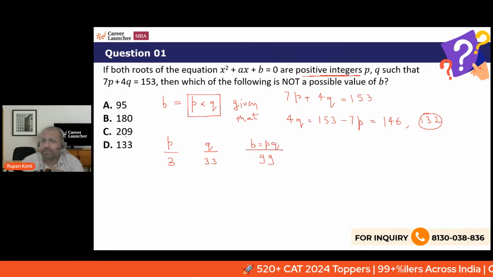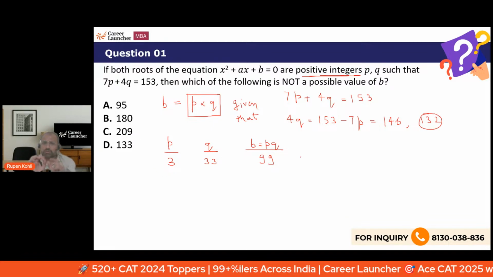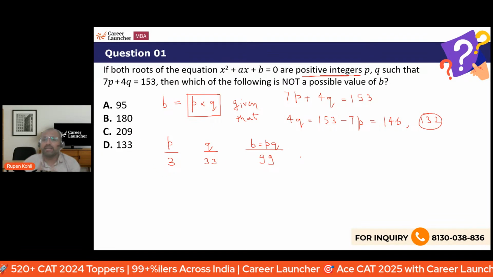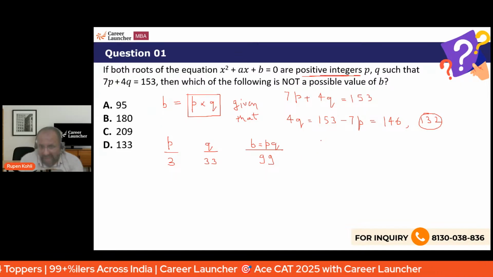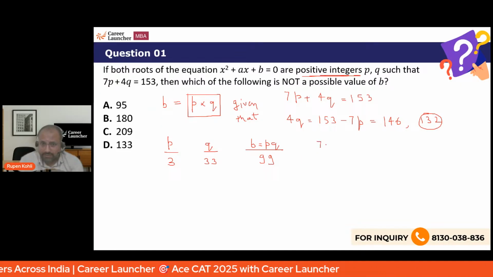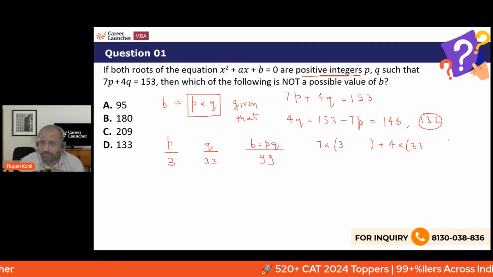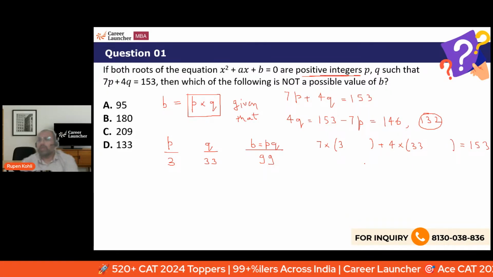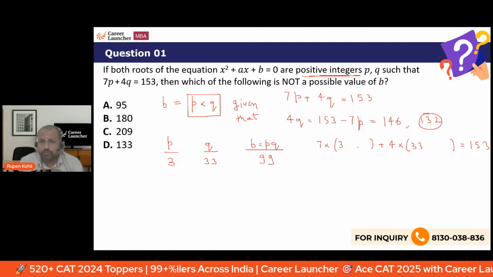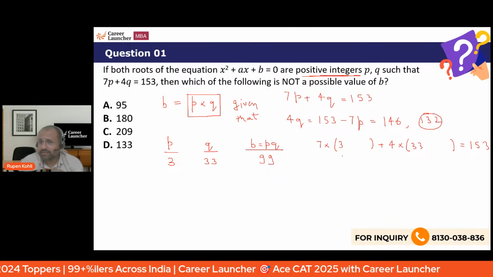I don't see 99 mentioned anywhere. So this does not help me. But the point is that this solution 3, 33 is the starting point. I know that 7 into 3 plus 4 into 33 equals 153, right? I know that. Now, I have put these brackets for a reason, right?